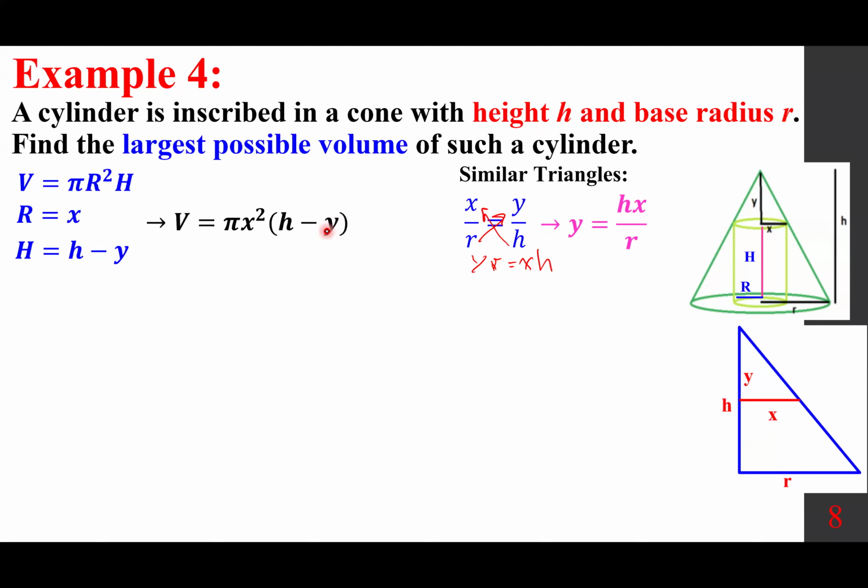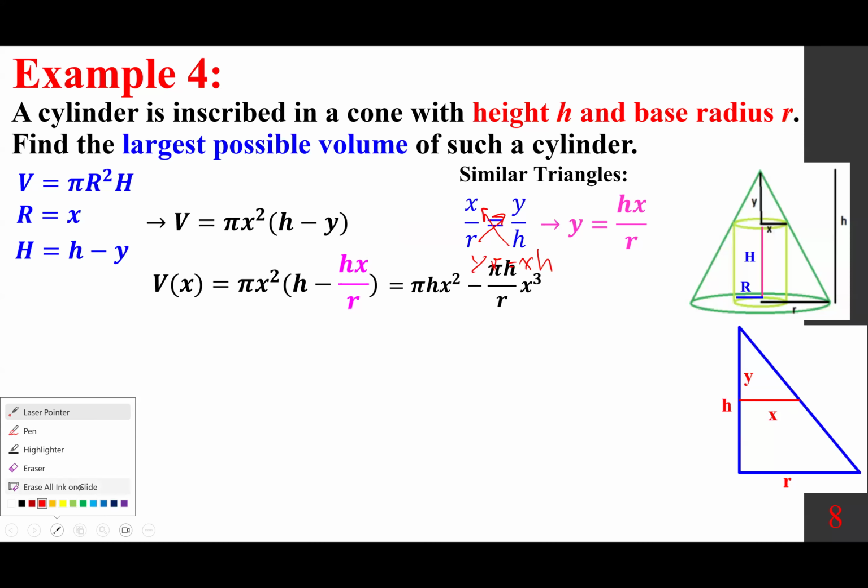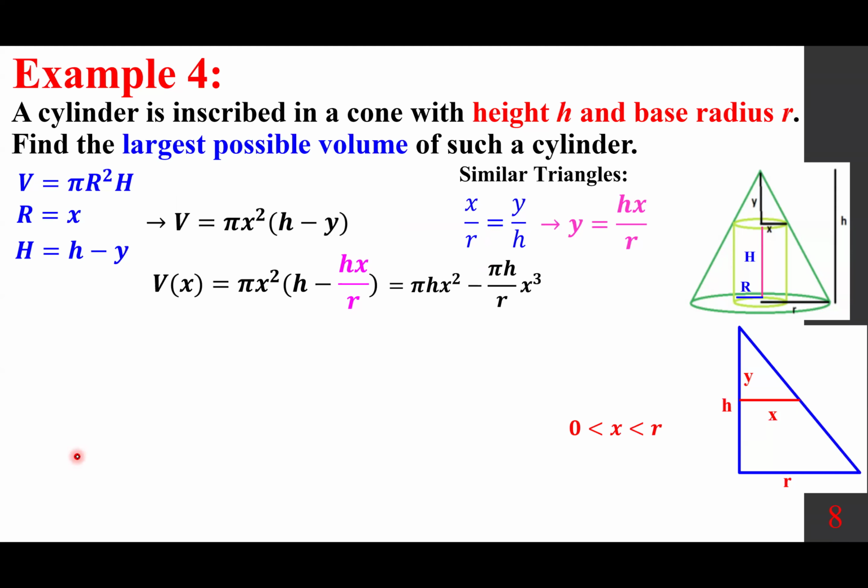We are going to replace the y. And why do we do that? The volume is a function of two variables, x and y. We want to make it a function of one variable. So that's what we do. So this is pi h x squared. This is pi h r over r x cubed. Just multiply them. And let me erase my work so it doesn't interfere with what we do. And as I mentioned, x must be between 0 and r.